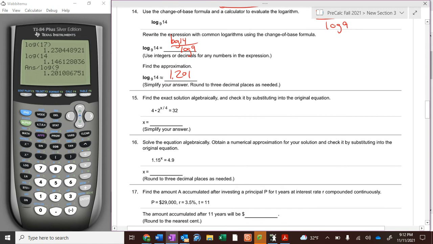Okay. Find the exact solution algebraically. We're going to divide by 4 first. 2 to the 1/4 x, because x over 4 is 1/4 x, equals 8. So 2 to the 1/4 x equals 2 to the third. Once you have the bases the same, you drop the bases. 1/4 x equals 3. And then you multiply by 4. X equals 12.